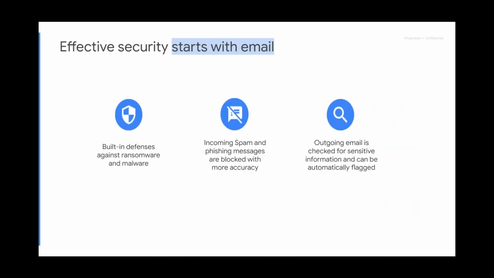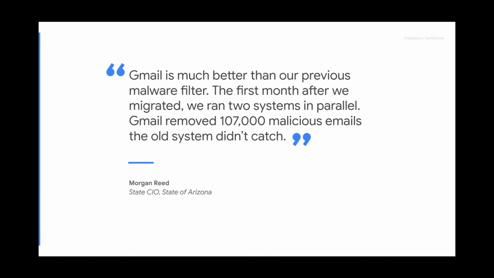So we spoke about this. It starts with email, right? We have built-in defenses against ransomware, spam and phishing notifications, and outgoing email is checked for sensitive information, which can be automatically flagged as well. So the first two are easy to see. Most companies will say they do this. But let's talk about the outgoing email and sensitive information and how we support DLP, data loss prevention, for some of our customers.